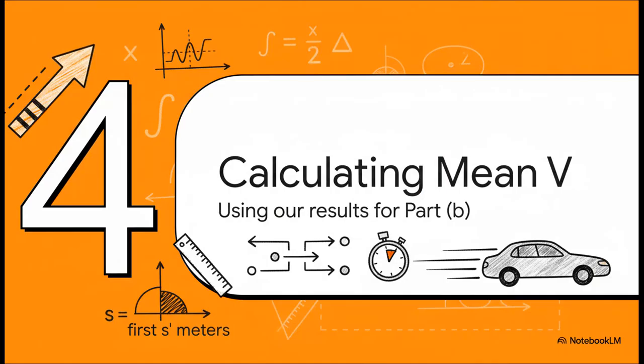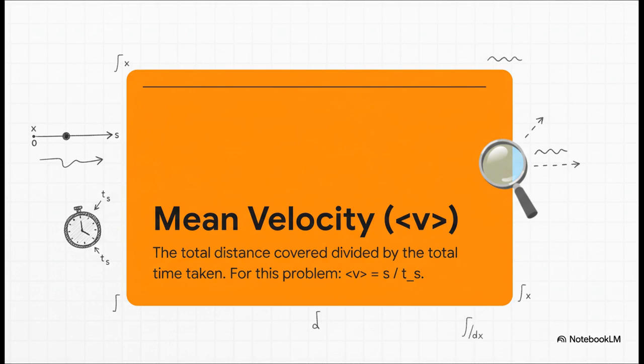All right, so we've cracked the first part of the code and found that hidden constant acceleration. We've got all the pieces we need to confidently move on to part B, finding the mean velocity while the particle travels those first s meters. So let's talk about mean velocity. What is it really? It's just the total distance you've gone divided by the total time it took to get there. Simple as that. Since our particle is only moving one way, the distance is just s, so our only job here is to find the time it takes to travel that far. We'll call that time ts.